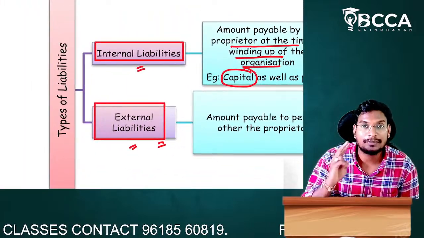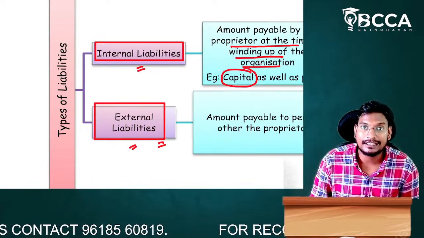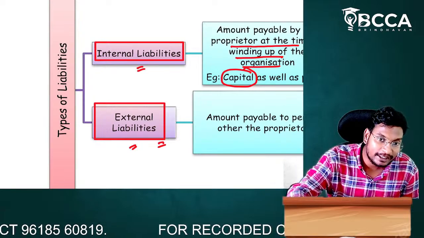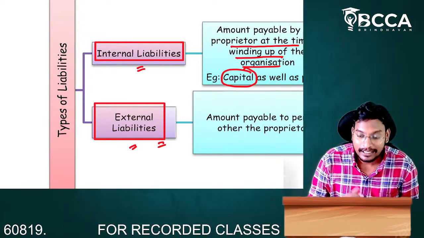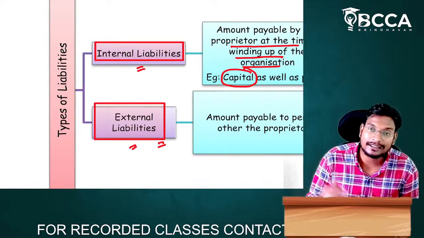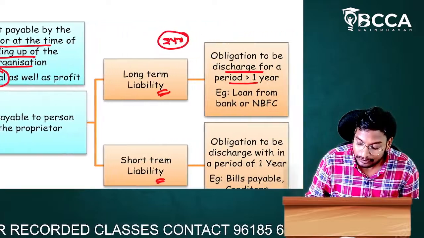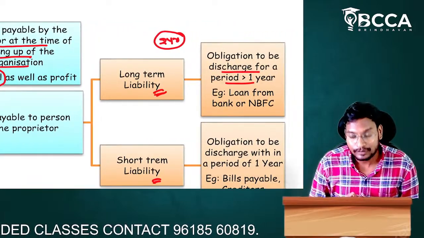To conclude, how many types of liabilities do we have? We have two types of liabilities: internal liability and external liability. Internal liability means we will pay the capital only at the time of winding up, so we classify the capital as internal liability. Next one, what's our external liability? Other than the internal liability is called external liability. External liability is classified into how many types? Two types: long-term liability and short-term liability.